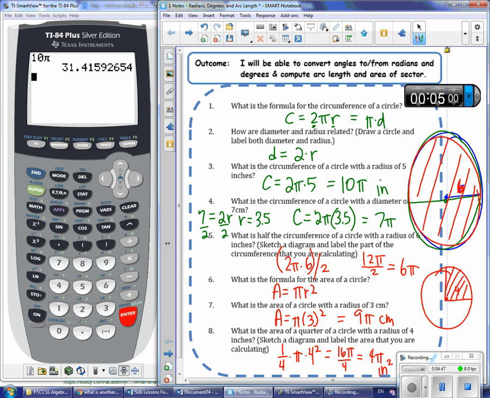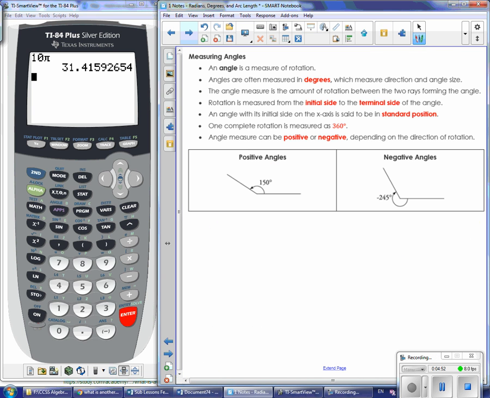Okay, so we're going to spend a little bit of time talking about circles and angles relating to circles. So let's talk a little bit more about angles. We're going to step away from triangles for a little while, and let's just talk about a generic angle as it's formed by two rays.